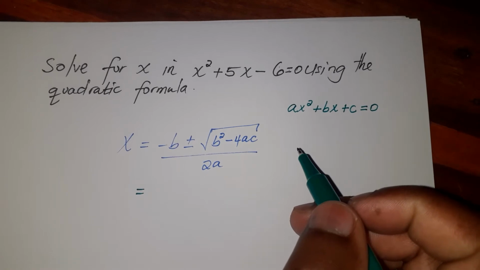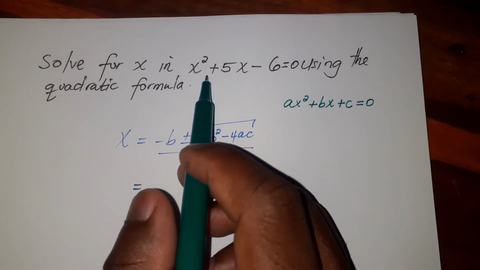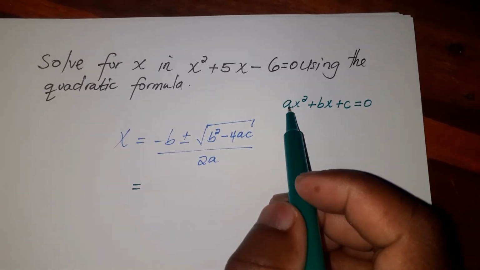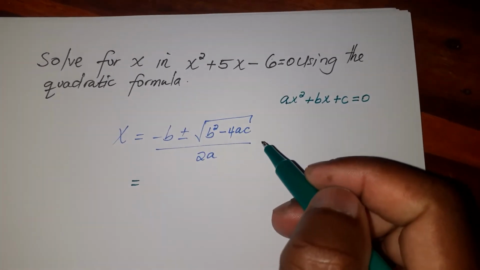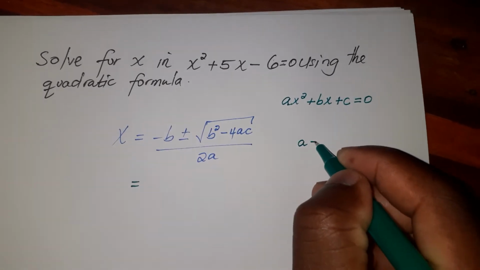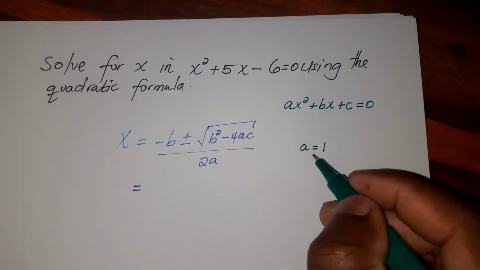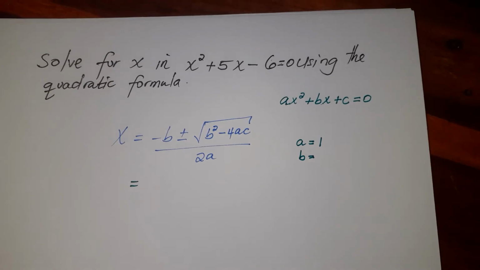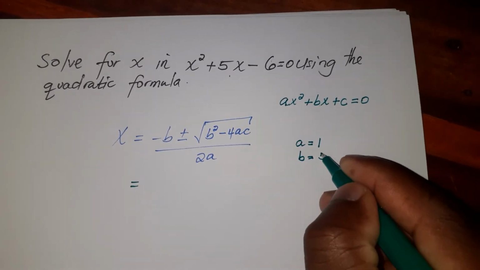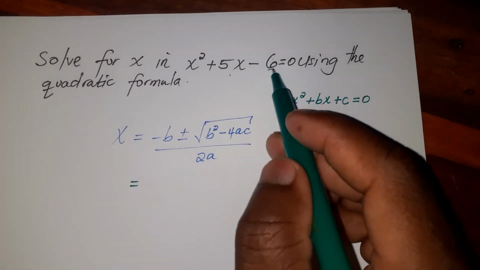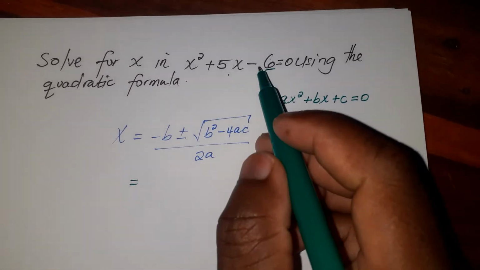Now, putting this in mind, comparing with that, it means our a in this case is 1, because we can see the number in front of x squared is 1. That is our a. What about our b value? Our b value in that quadratic equation is 5, the number in front of x. And our c is this number standing alone, which is negative 6. Don't forget the sign in front.